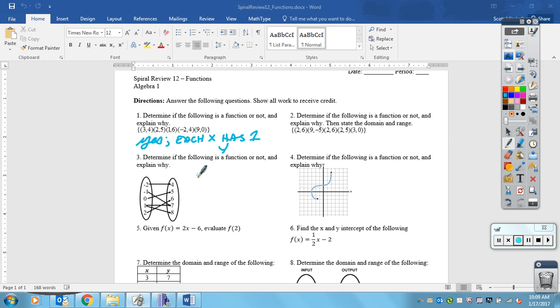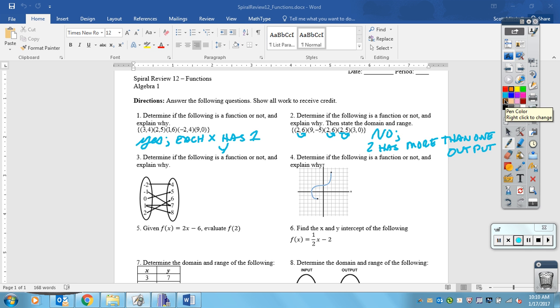Number 2, is it a function? Well, to me it looks like it's not. Well, careful. 2 and 6 and 2 and 6 is okay, but 2 is also with 5. So the answer is no. 2 has more than one output. Again, in order to be a function, each x has to have exactly one y.